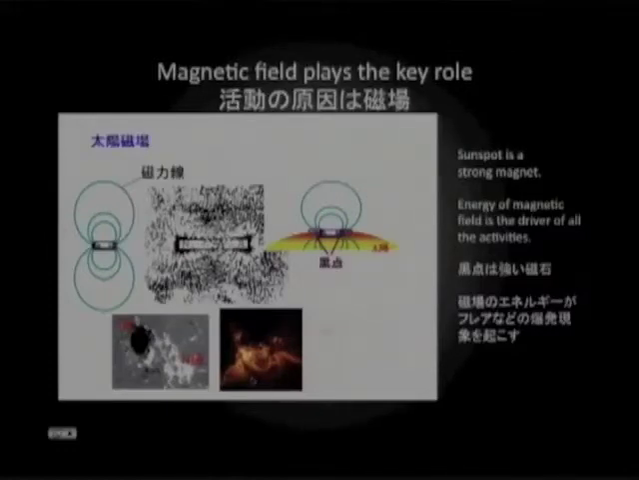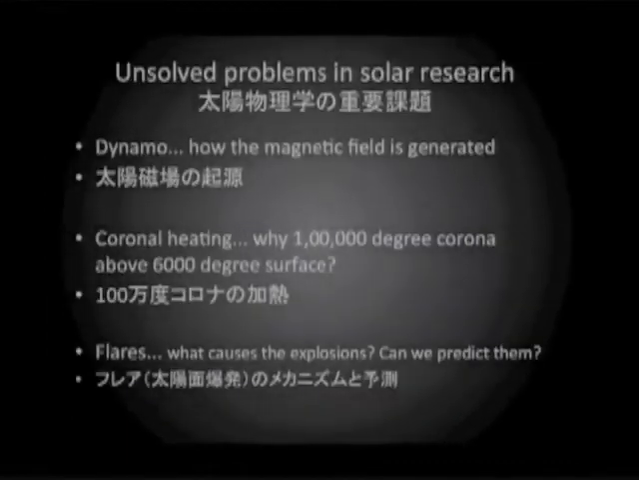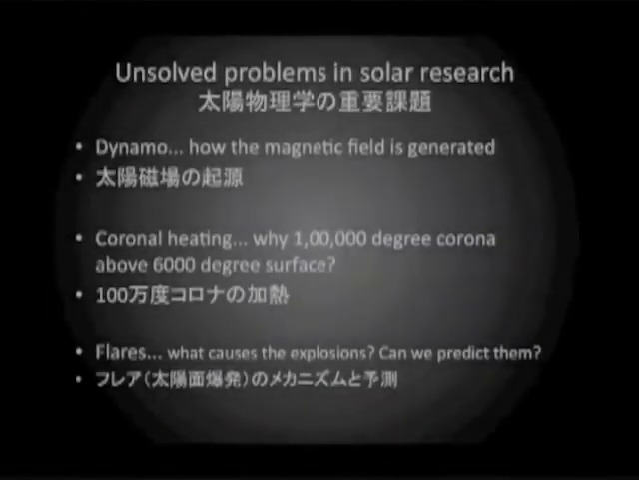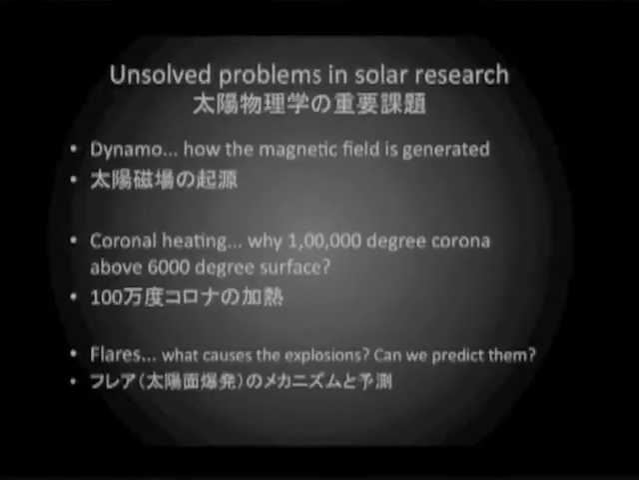So the sunspots are porous, and the magnetic field line is represented by the loop structure. What we are going to study, there are three major challenges for our discipline. The first is: what is the reason for the existence of the magnetic field on the sun? This is the largest and most challenging issue we'd like to solve.